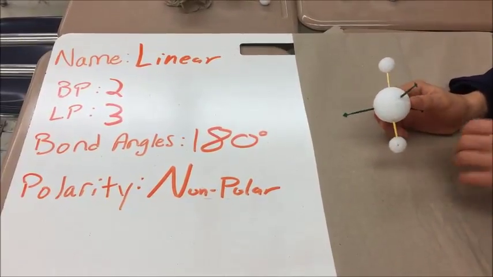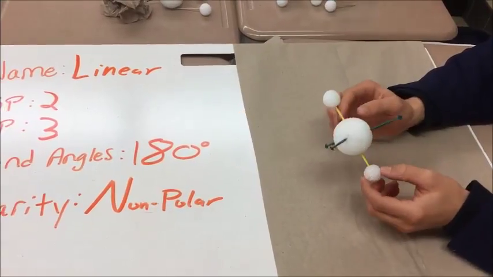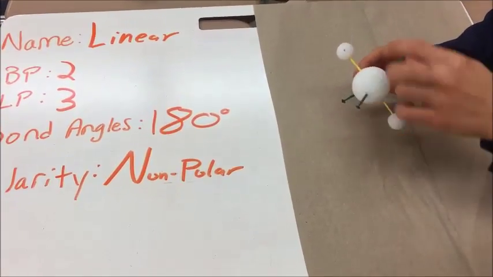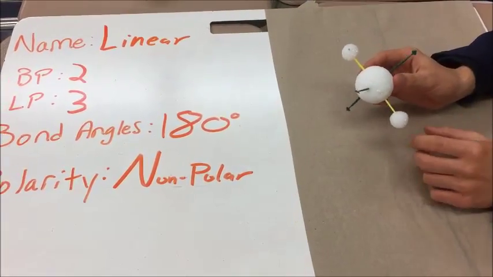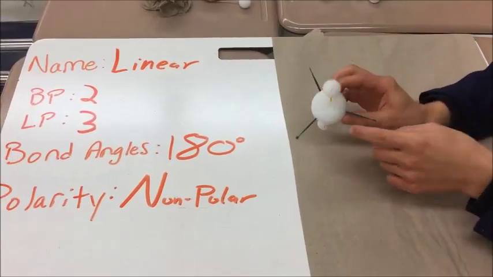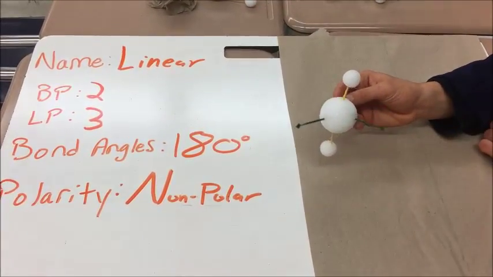This is linear because it forms a line. There are 2 bonded pairs and 3 unbonded pairs. The bond angle is 180, and it is nonpolar because the charges cancel out in the center, meaning it all equals 0 in the center of the nucleus.